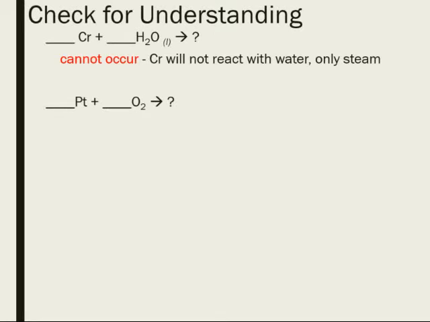All right, turns out this reaction will not occur. Platinum does not form oxides directly. It will not react with oxygen to make an oxide. You need to form an oxide indirectly, meaning reacting with something besides pure oxygen.